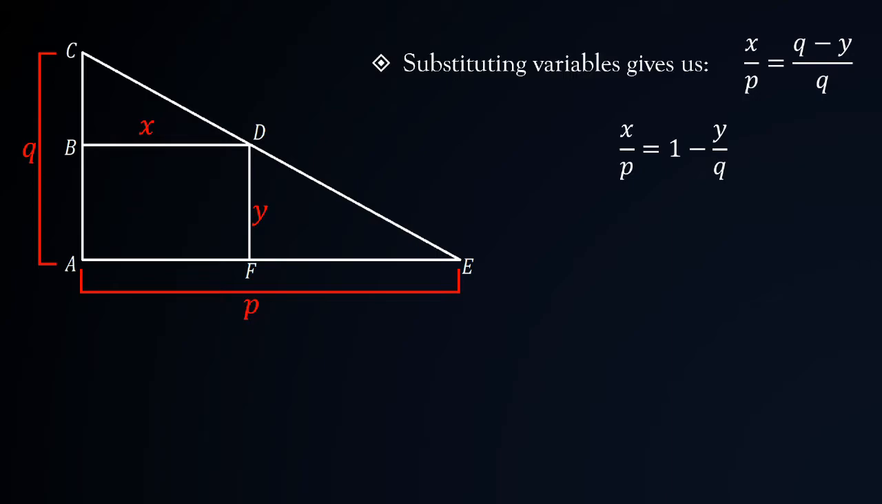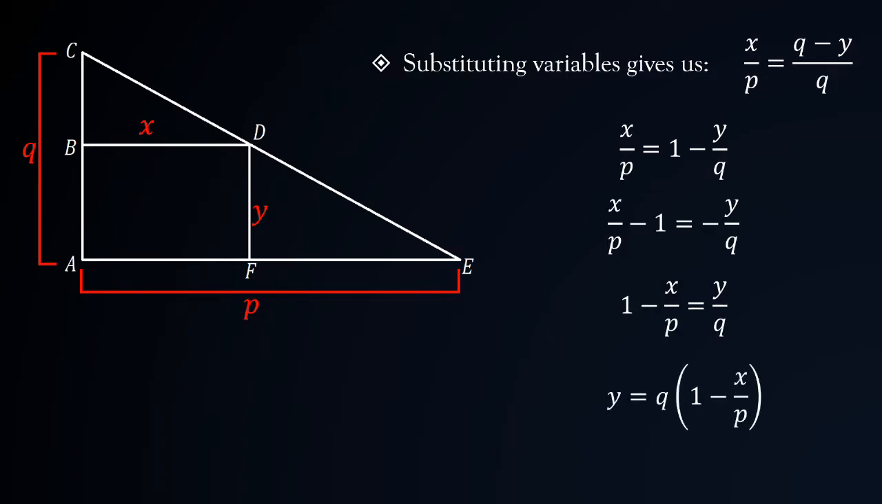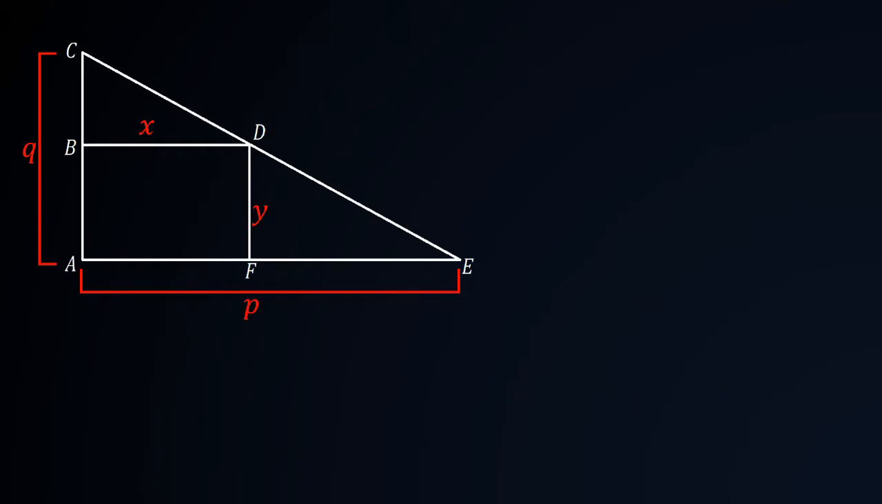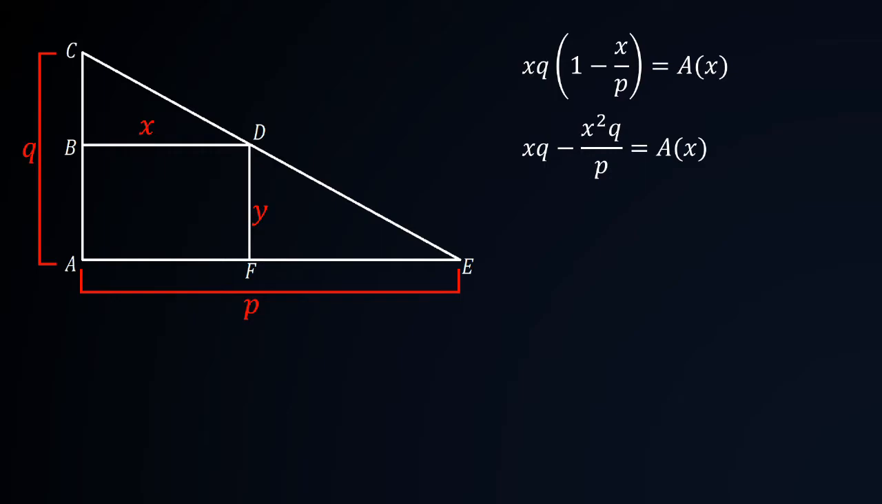Rearranging this slightly, we get x over p is equal to 1 minus y over q, and rearranging that so that we can get y on the left-hand side, we will get y is equal to q times the quantity 1 minus x over p. What we have now is area as a function of x, and we can rewrite this as xq minus x squared q over p is equal to A of x.